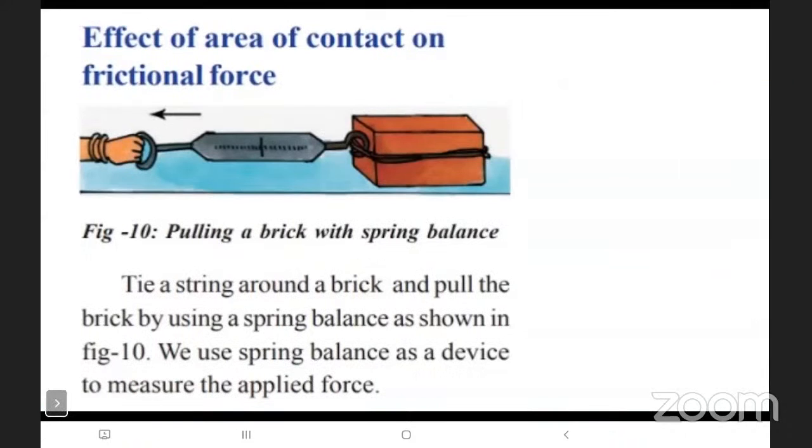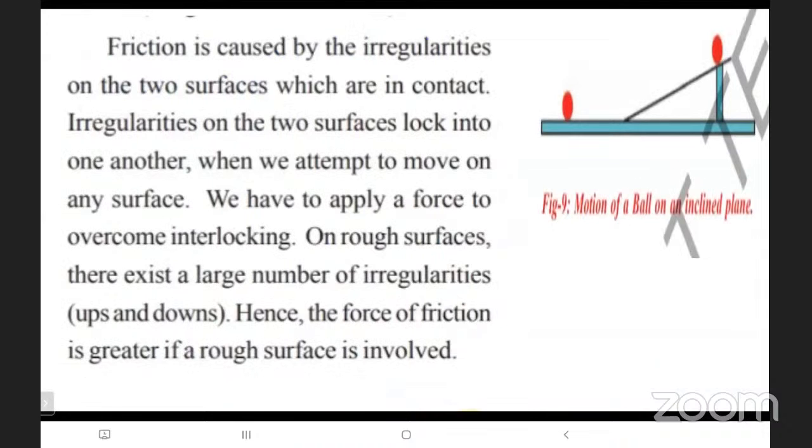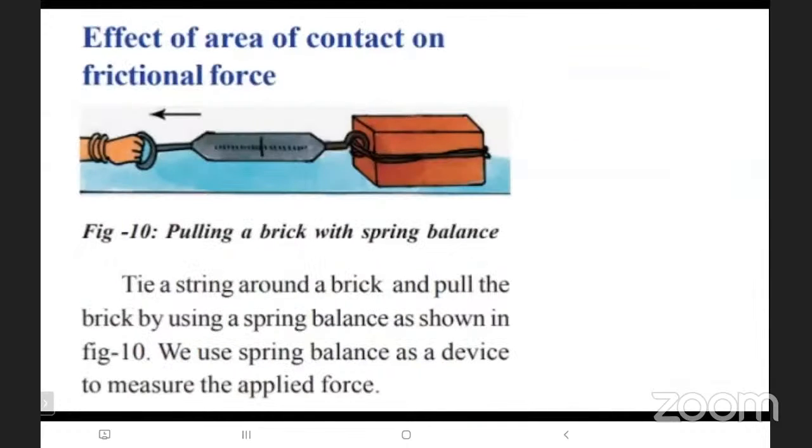Now, when comparing a smooth surface and a rough surface, on the smooth surface we observe fewer irregularities, and on the rough surface we observe a larger number of irregularities. So we can say that the force of friction is greater on the rough surface than on the smooth surface.